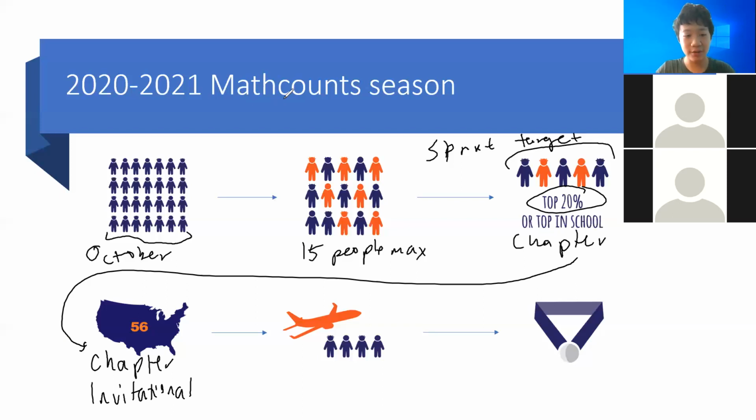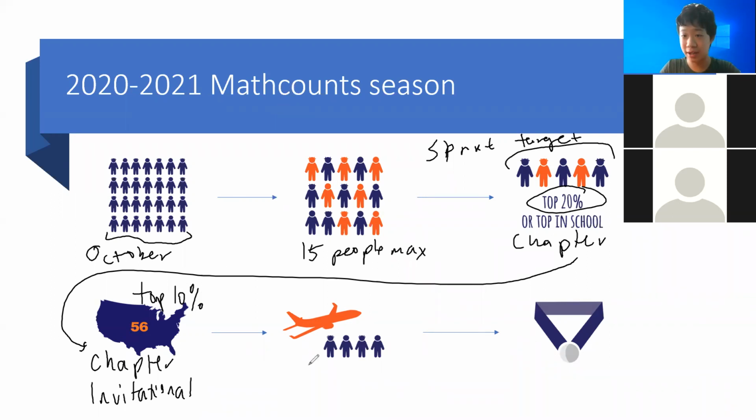Okay, and at chapter invitational, I don't really know the specifics about who advances to state, but I believe it should be around top 10%. They haven't released the specifics yet. That's going to be around top 10% at chapter invitational to go to state.